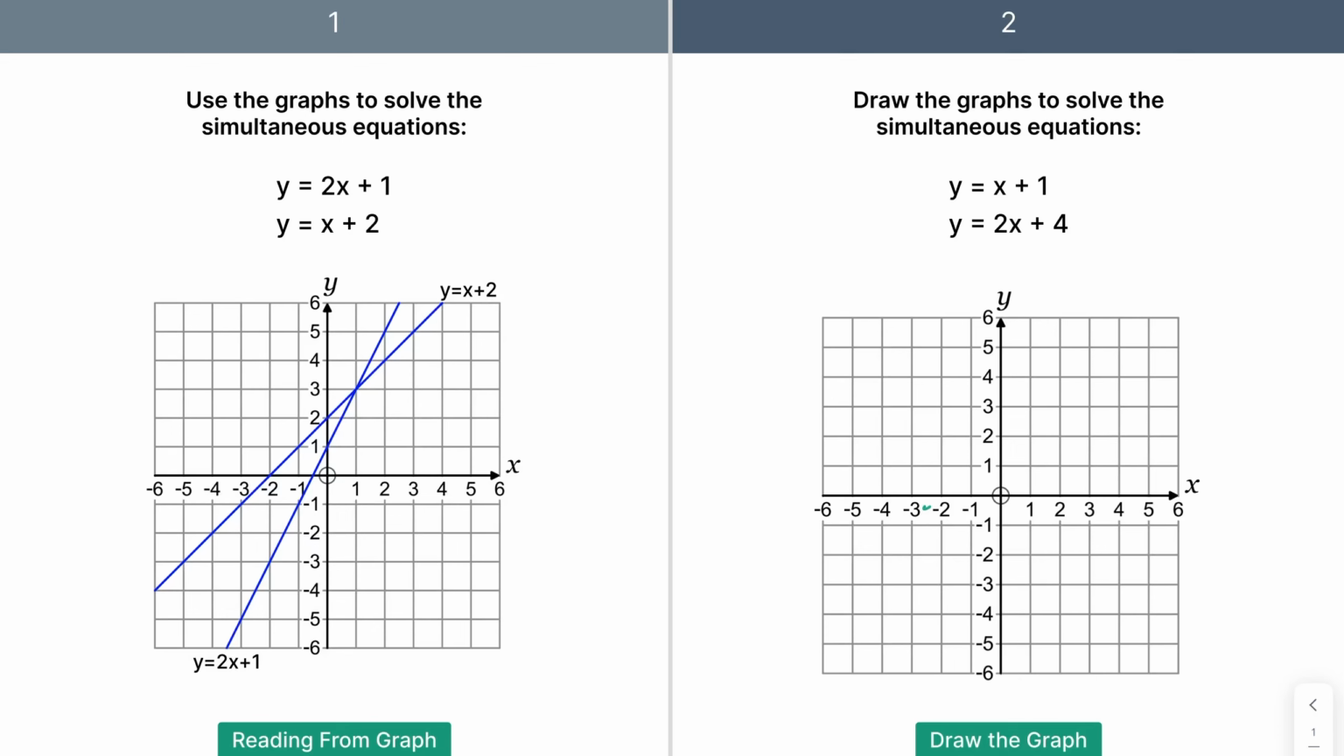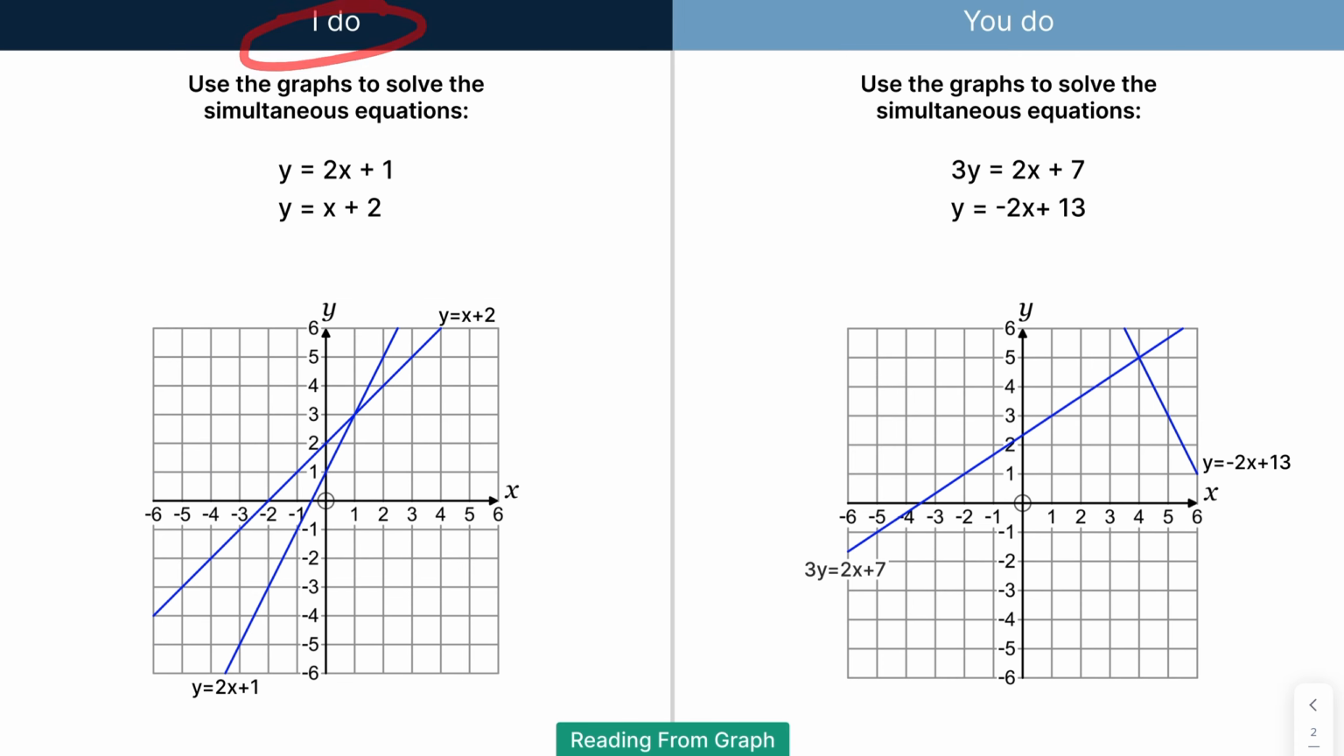Using graphs to solve simultaneous equations is what we're looking at in this video, so split into two parts. Firstly, we're going to look at solving simultaneous equations where the graph has been drawn for us, like this case here. And then we're going to look at a case where we have to actually draw the graph. So the way my videos work, I'm going to do the example on the left, which is I do, you are then going to press pause and have a look at the example on the right, which is you do.